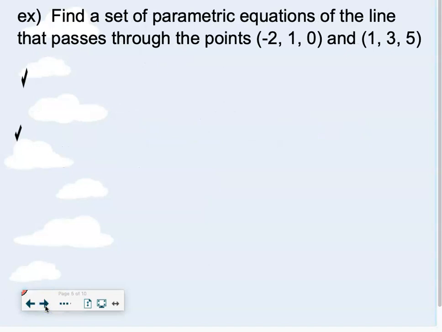So let's do it. I'll take it up a tiny notch. Find a set of parametric equations, so I just asked for the parametrics this time, that pass through the points negative 2, 1, 0, and 1, 3, 5. So now I have not given you a direction vector. I've just given you 2 points on the line, and you have to generate your own direction vector.